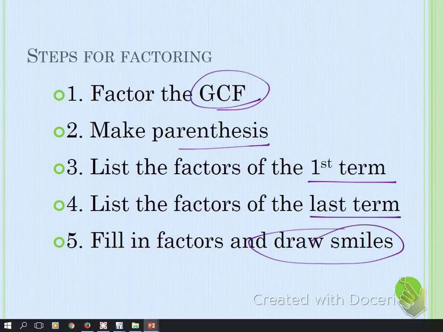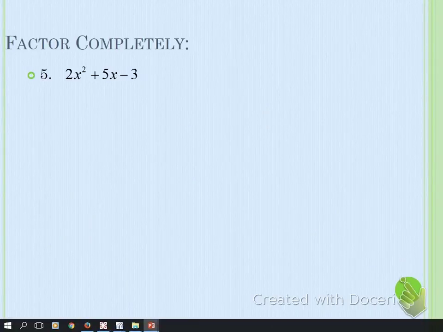And the smiles are going to make more sense here. And again, the smiles are just us multiplying the outers and the inners when we FOIL. And they have to add to that middle term. They're the ones that give us our like terms. Okay? All right. So let's go through the process.